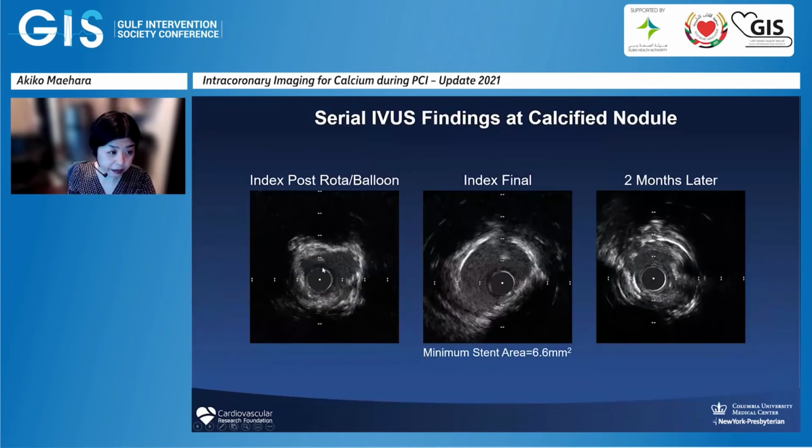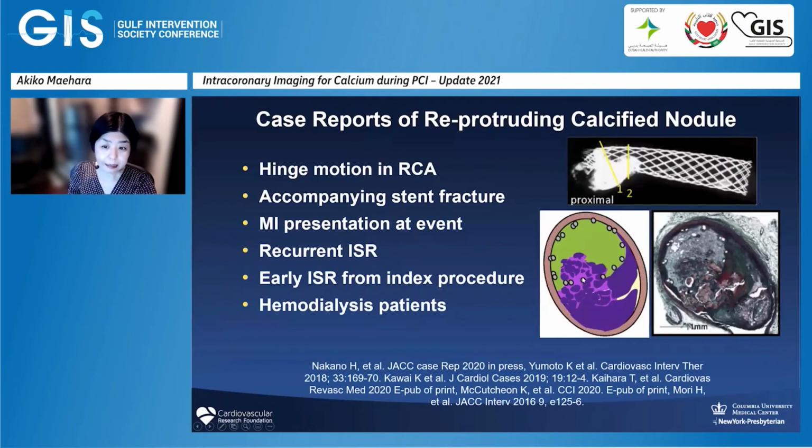So this is a comparison in the pre-procedure image, and you see the calcified nodule was pushed by the rotablator and balloon, and after the stent, stent expansion is good. But 2 months later, we see the calcified nodule in the stent again. This is data by the pathologist. They show that in the chronic stage, sometimes the calcified nodule protrudes into the lumen through the stent slot. That causes the recurrent or early in-stent restenosis, which we saw in this case.